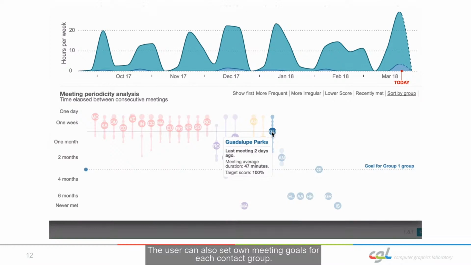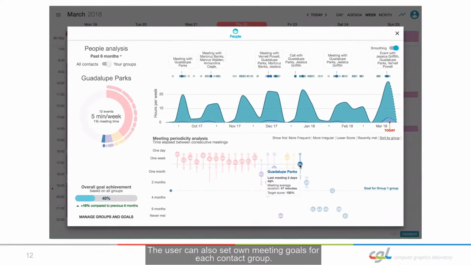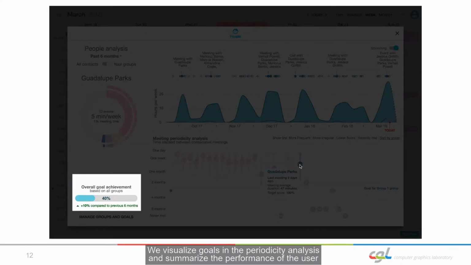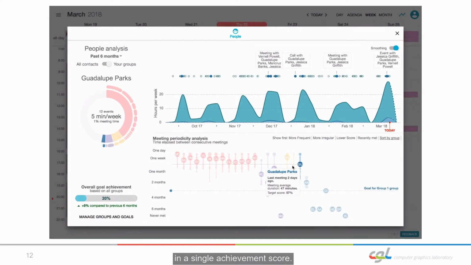The user can also set own meeting goals for each contact group. We visualize goals in the periodicity analysis and summarize the performance of the user in a single achievement score.